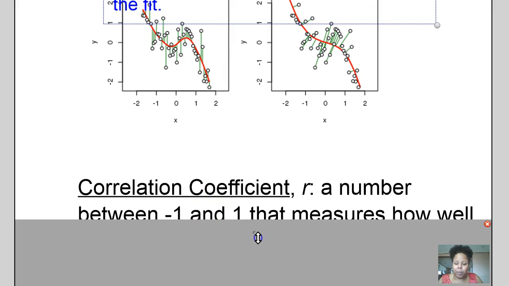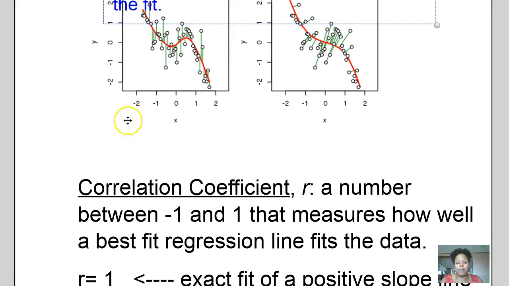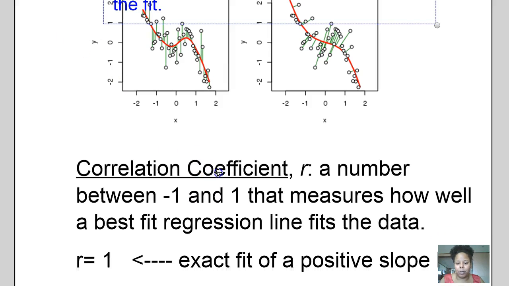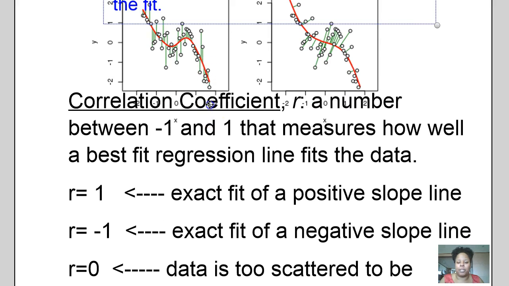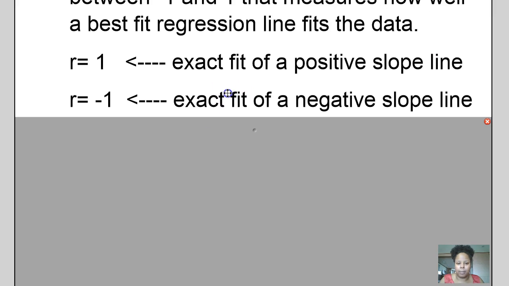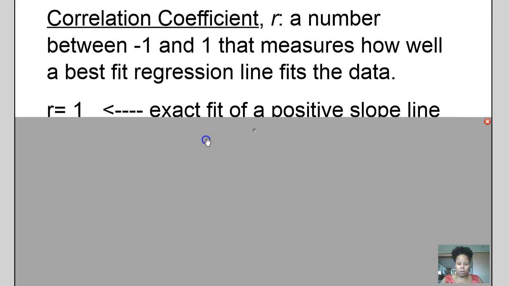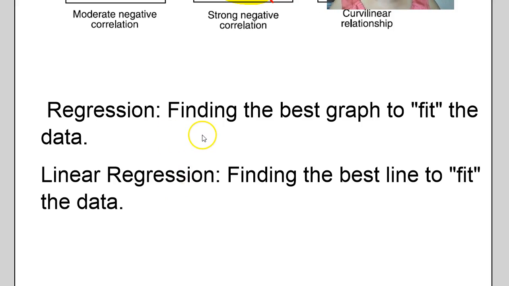Now, another way to determine how good the fit is, is by the correlation coefficient. That correlation coefficient is a number we call R that's between -1 and 1, and it measures how well a best fit regression line fits the data. And remember, regression is the process of determining the best fit graph to the data, and a linear regression is the process of finding the best line to fit the data.